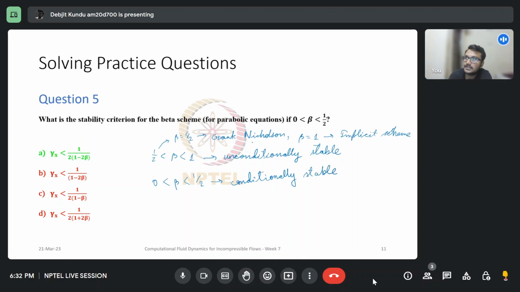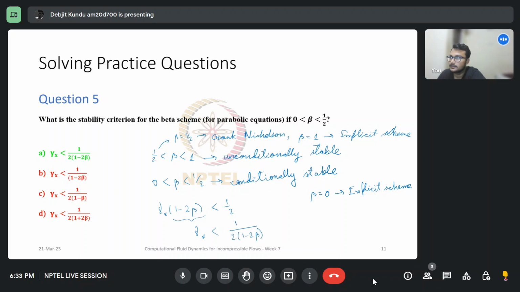With beta equal to half still representing Crank-Nicolson, and beta equal to 0 basically an explicit scheme. Now, within this region, as it turns out, gamma x into 1 minus 2 beta less than half is the stability criterion. With a little bit of algebra, we send this term to the right hand side, and we get gamma x less than 1 over 2 into 1 minus 2 beta, this being the stability criterion for the beta scheme to be stable.